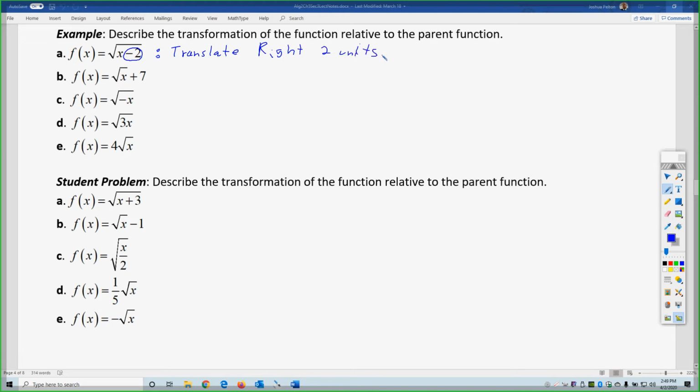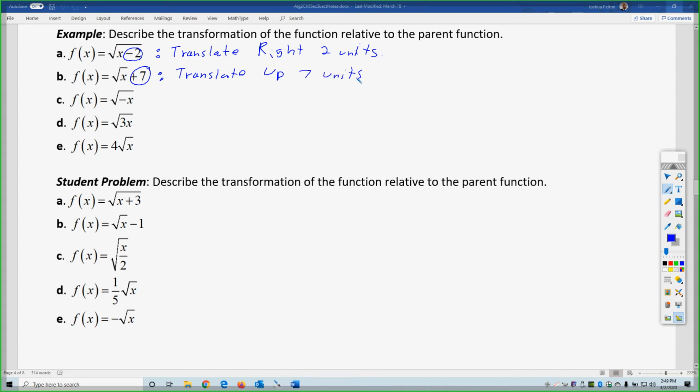And again, you should look at the rules above if you don't remember them. If you add a 7 to the outside, outside is y. So that's going to translate up 7 units. Remember, inside x, outside y.